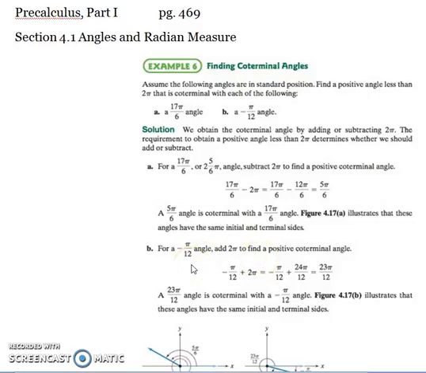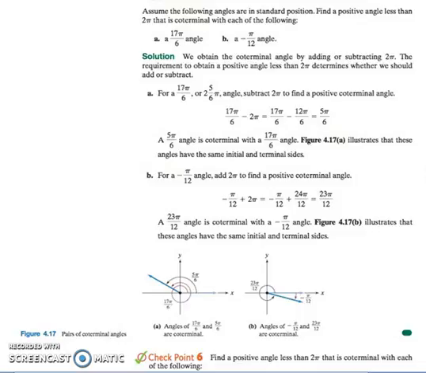For negative pi over 12, we're going to add 2 pi because we want the answer to be positive. So 2 pi in terms of twelfths is 24 pi over 12, plus a negative 1 pi would be 23 pi over 12. Okay, and if you look down here, it shows the angles.